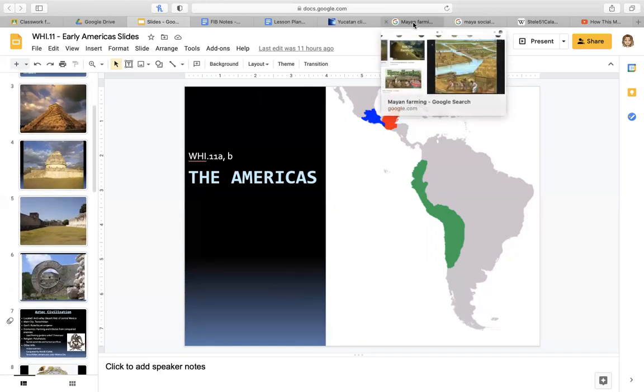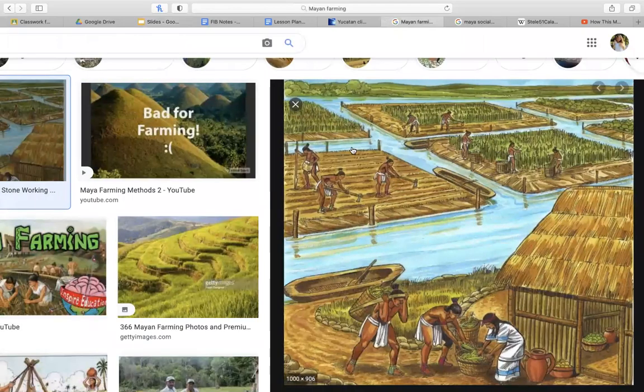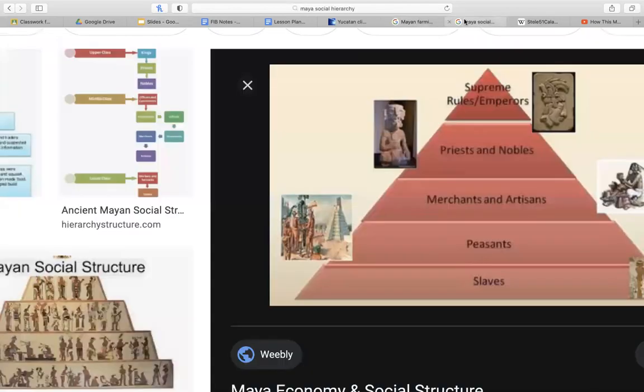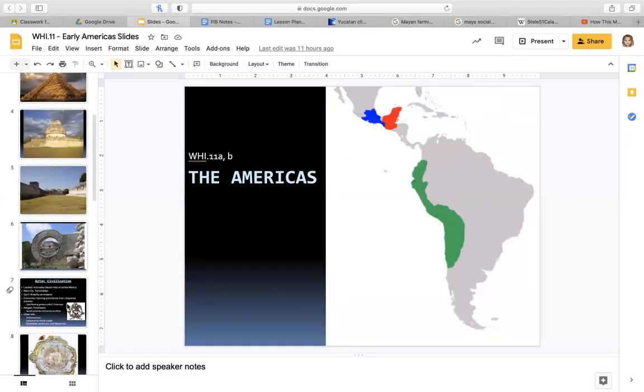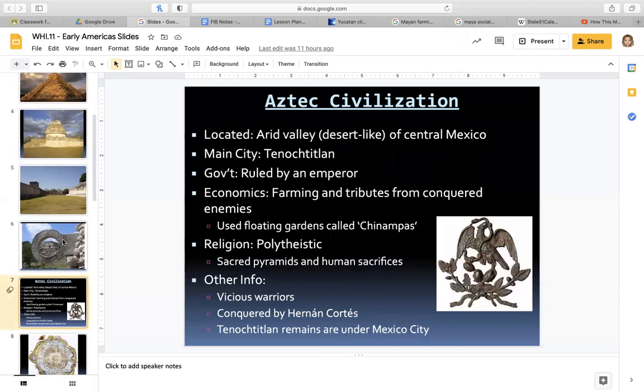Going back to the Mayan real quick, here's a picture of some Mayan farming. We'll talk about this with the Aztecs too, just raising their farming beds, but I wanted to show that picture. I believe it's in these slides, but just really interesting. And as we talk about the Aztecs and their economics, we'll talk about this farming.